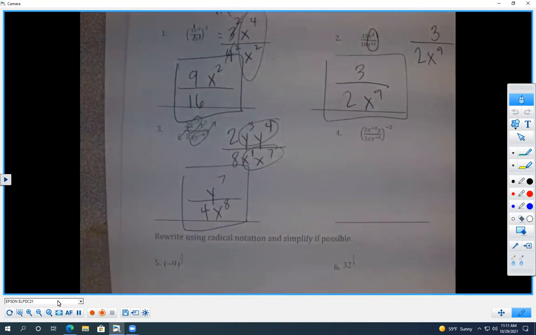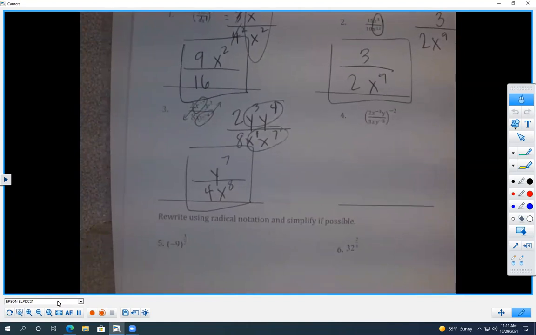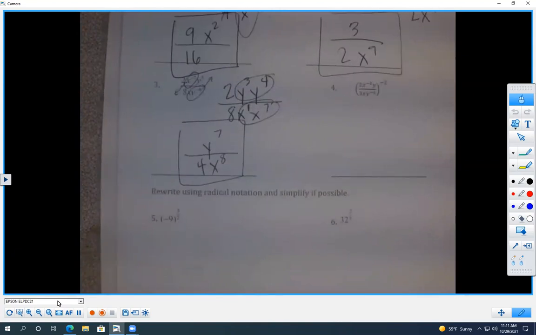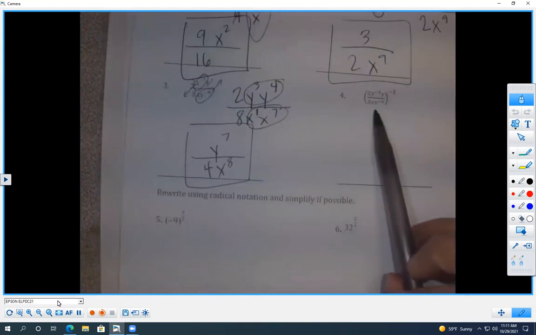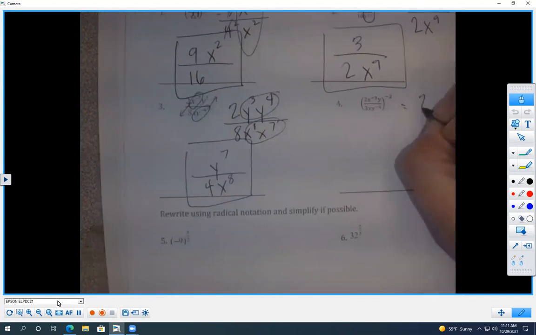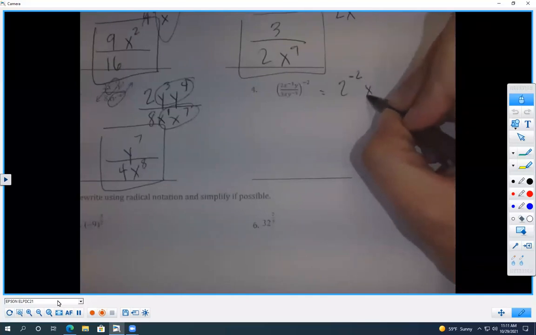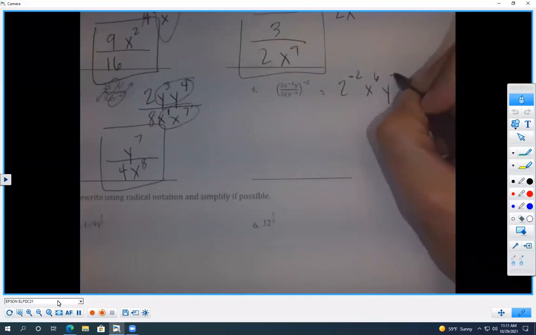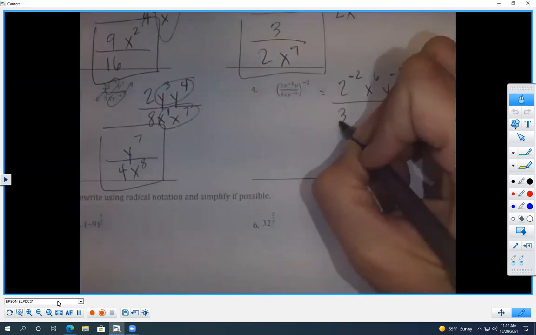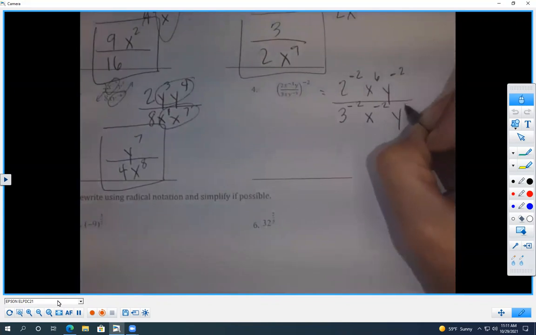Questions about that? Okay. Look at number 4. On number 4, I have to distribute that negative 2 to everything inside. So it becomes 2 to the negative 2, x to the positive 6, y to the negative 2, over 3 to the negative 2, x to the negative 2, y to the positive 10.